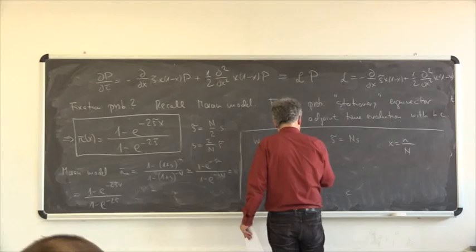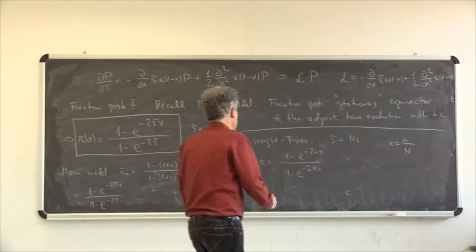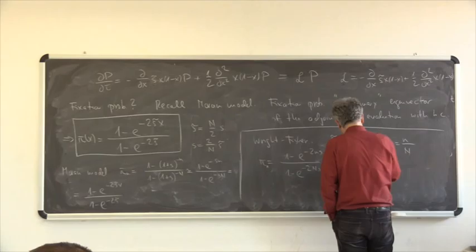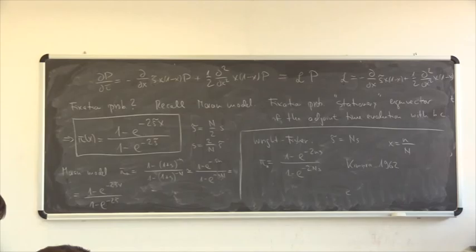So you get this formula, which is usually presented in the literature as the fixation probability for the Wright-Fisher model. This was derived by Kimura in 1962, but I'd like to emphasize that this is not an exact result or an explicit result for the Wright-Fisher model, but it's obtained via this diffusion approximation.